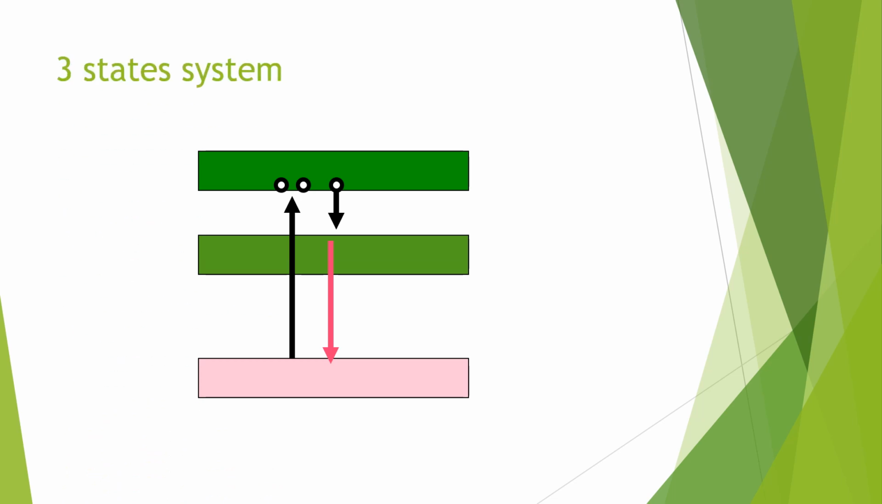Pink, green, and green. One is a ground state, the other is a metastable state, and the topmost is the excited state. So, a stimulated emission occurs where the red arrow is shown. It means red color is obtained from this type of transition. The ruby laser, as I already said, is a crystal laser. It gets heated and cracked, so it is very expensive.